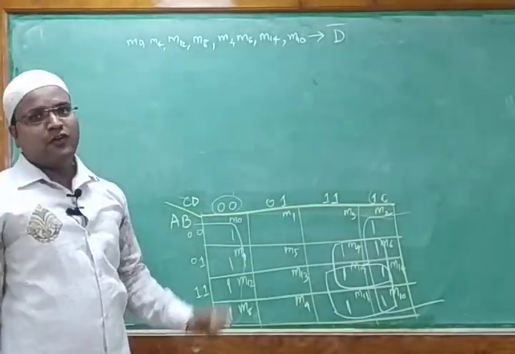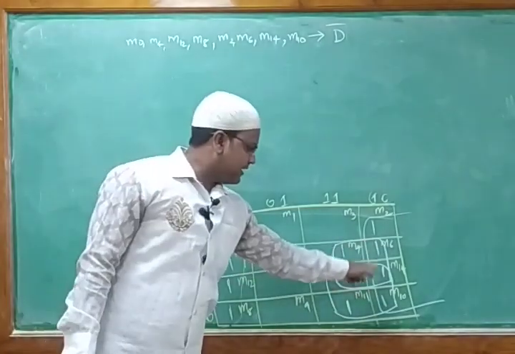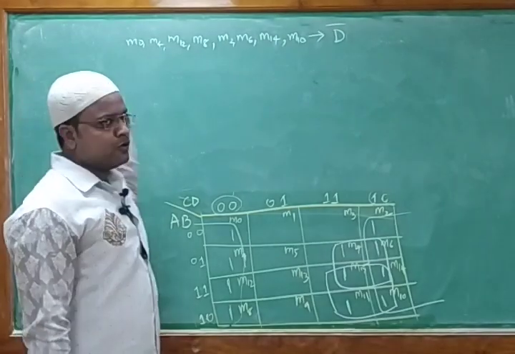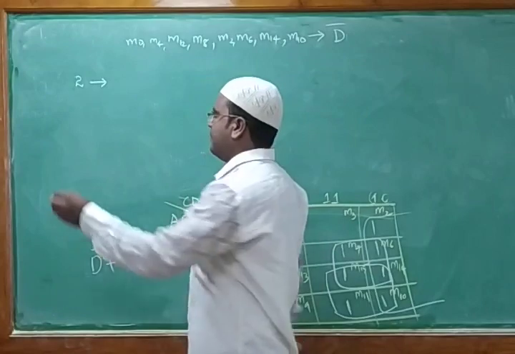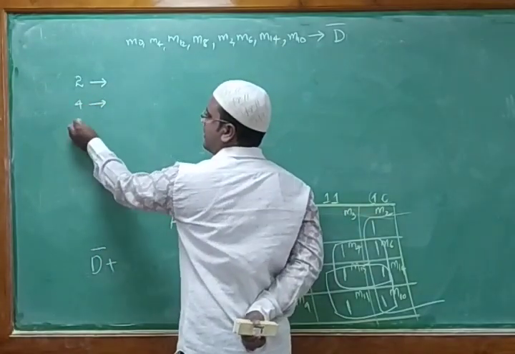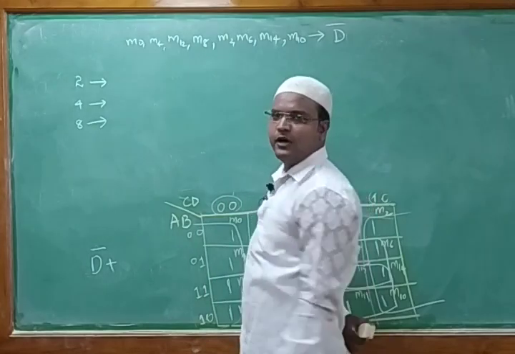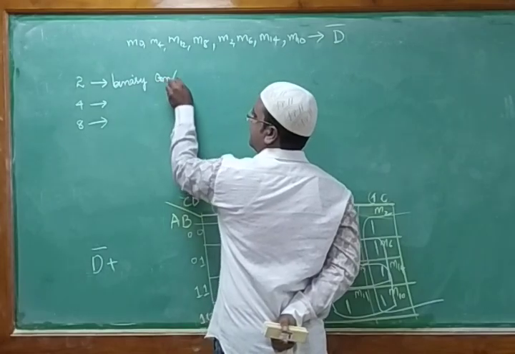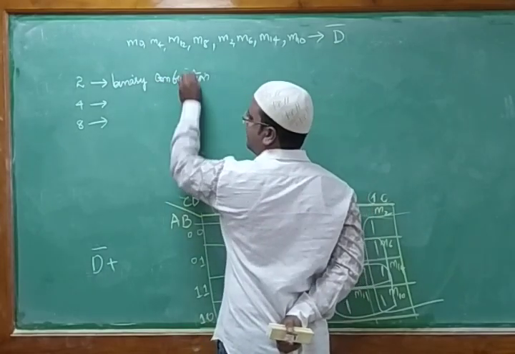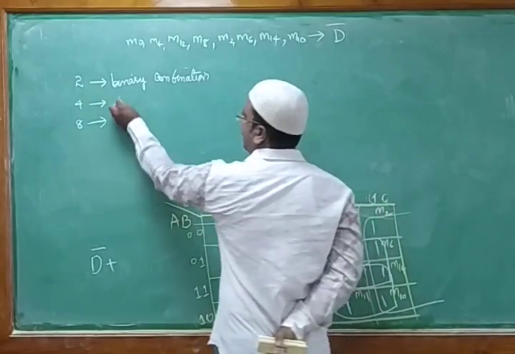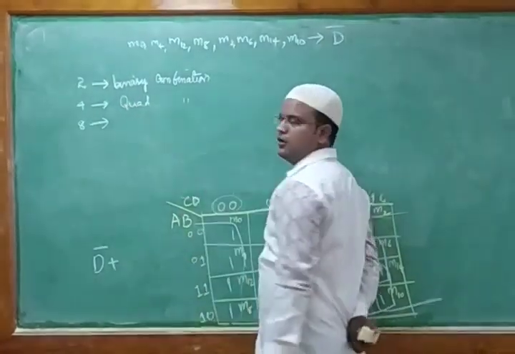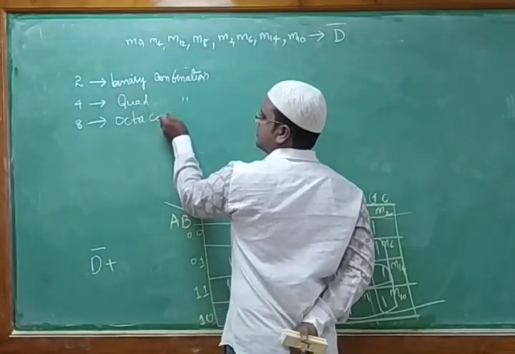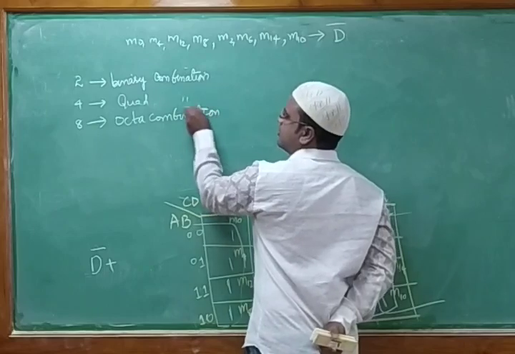Next thing is that we need to check the next. Can we get this all ones? We cannot join. So what is the main thing we need to keep in mind? You can combine 2 adjacent square boxes, 4 adjacent square boxes, or 8 adjacent square boxes. If you're combining 2 adjacent cells, it is called a binary combination. If you're combining 4 adjacent cells, it is a quad combination. If you are combining 8, it is an octa combination of adjacent cells.